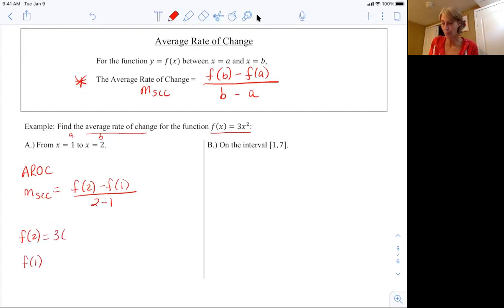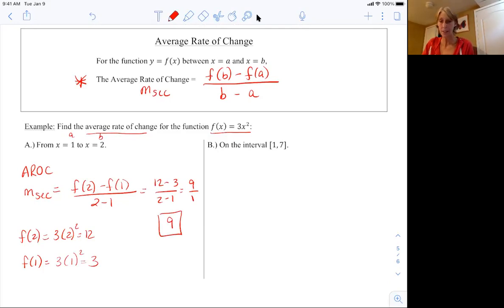So we plug them into the function. f of 2 is 12. So we're going to have 12 minus 3 over 2 minus 1, which is 9 over 1, which would just be 9.